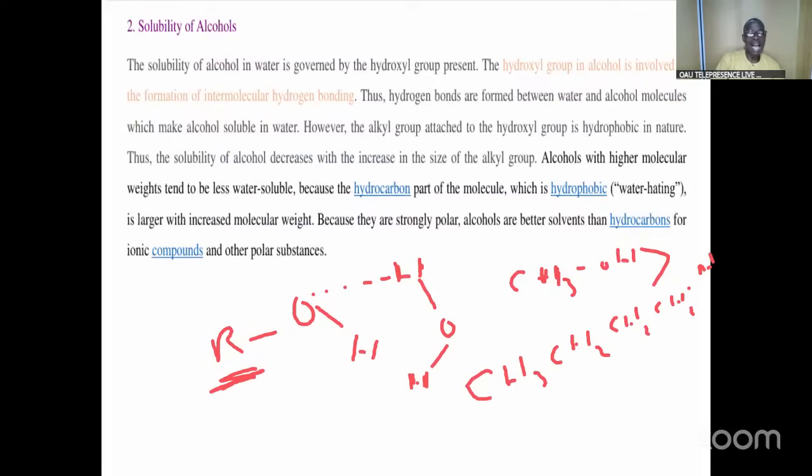So alcohols with higher molecular weight tend to be less water soluble because of the hydrocarbon part of the molecule, which is hydrophobic. Hydrophobic means water hating, while hydrophilic means water loving. Philic means loving, and phobic means hating. So the alkyl group is hydrophobic, and the larger it is, which means an increase in molecular weight as well, the less soluble the alcohol will be in water. Now, because they are strongly polar, alcohols are better solvents than hydrocarbons for ionic compounds and other polar substances.